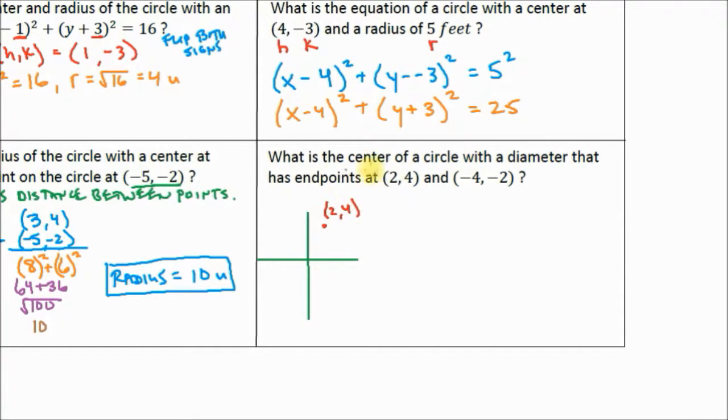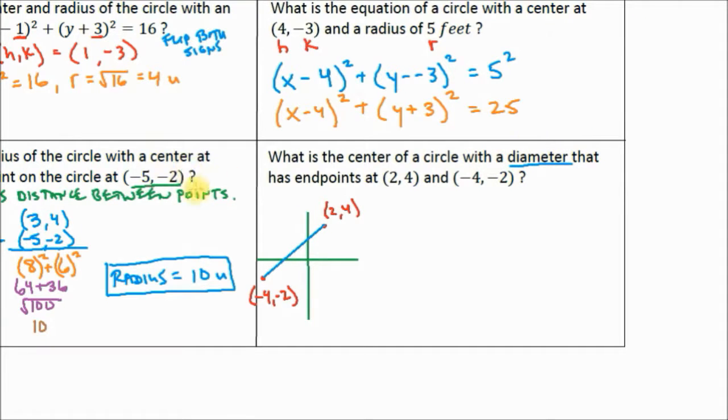2, 4. Now that's not the center of the circle. That's an endpoint of a diameter. And then we've got -4, -2. That's probably somewhere around here. -4, -2. And I want you all to see that the distance between these 2 points is not a radius now. It's a diameter. It tells us that this is a diameter.